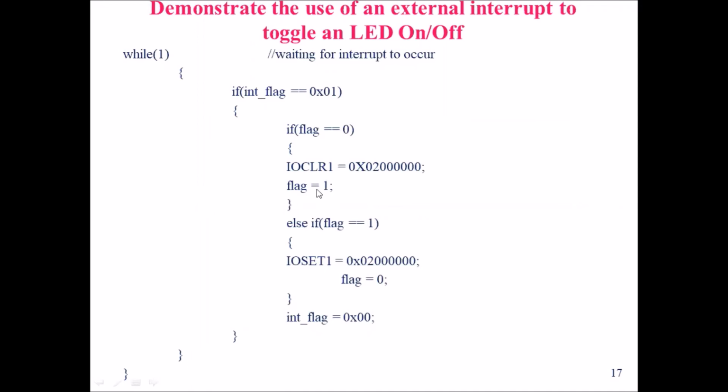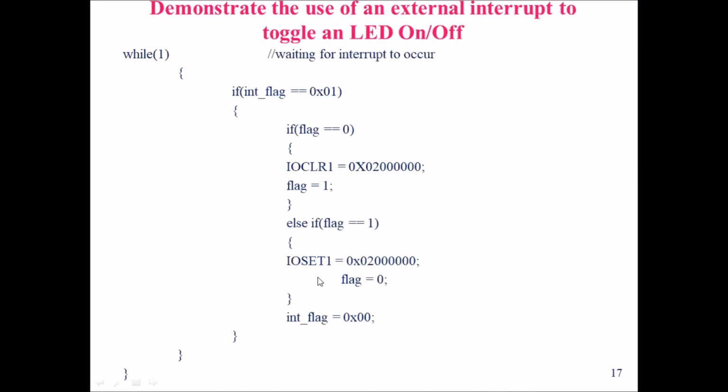So then flag will be initialized to 1. Okay, then flag will be initialized to 1 only when flag is equal to 0. Otherwise, if this condition is false, if flag is not equal to 0, it will go to the else part. In else part we have another condition. If it is not equal to 0, obviously it should be equal to 1. If flag is equal to 1, then I'm setting the 25th pin to the high state. In that case, the LED will get on.